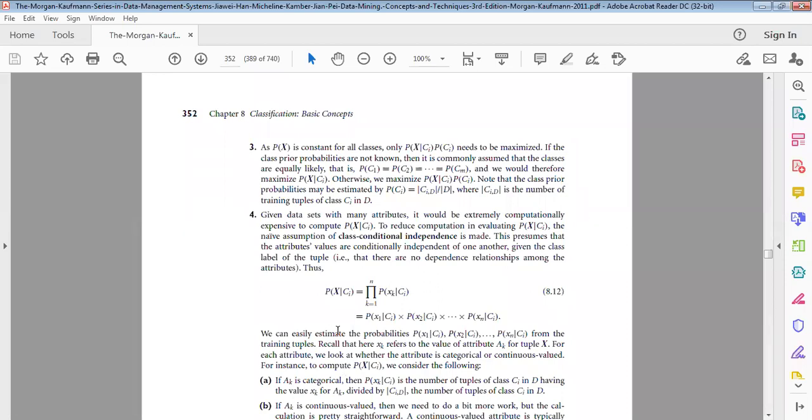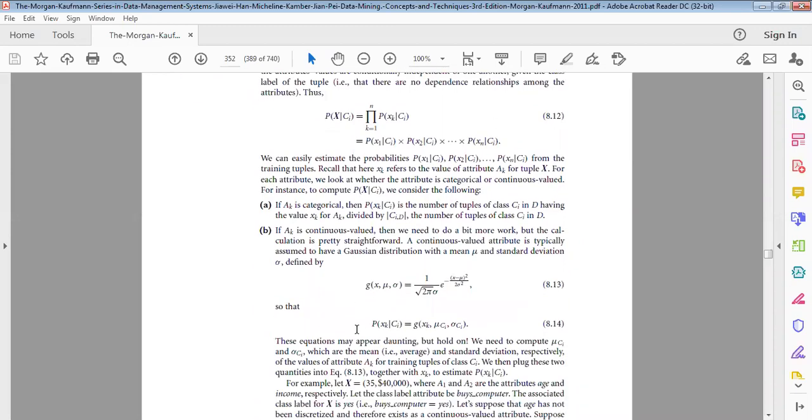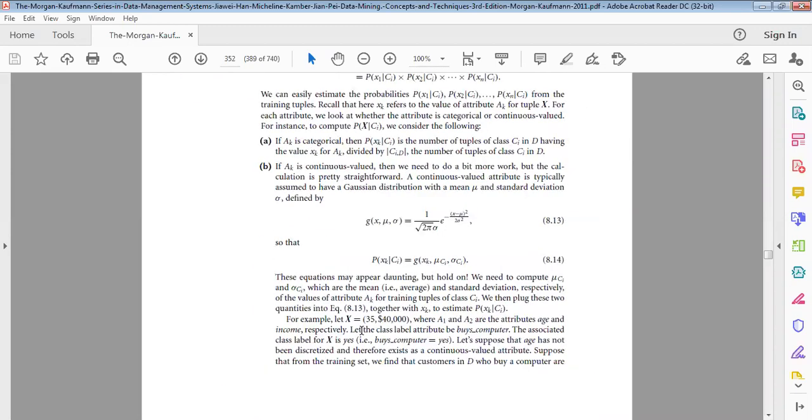If A_k is categorical, then P(x_k | C_i) is the number of tuples of class C_i in D having the value x_k for A_k, divided by |C_i,D|, the number of tuples of class C_i in D. If A_k is continuous-valued, you need to do a bit more work, but the calculation is pretty straightforward.